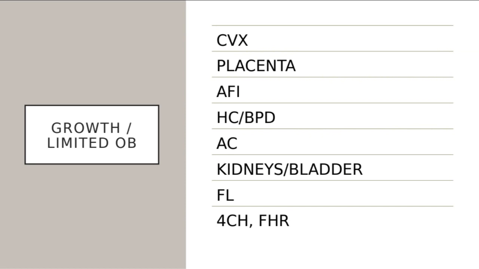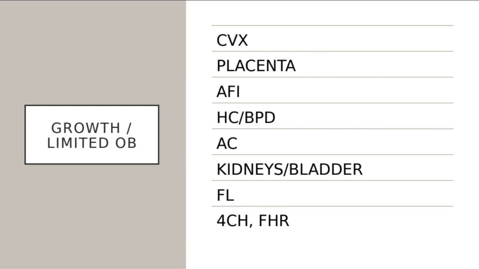So when we're doing a growth or limited OB, these are the standard pictures that you want to be taking and the standard structures that you want to be evaluating. Of course, we're always going to be doing our cervix. That's very important, making sure that it's nice and elongated and closed. We're looking at our placenta, making sure it's still nice and attached to the myometrial tissue of the mom. We're also looking at our fluid. That's very important as we get later on in pregnancy. If the baby doesn't have enough fluid or has too much fluid, that's going to be a complication.